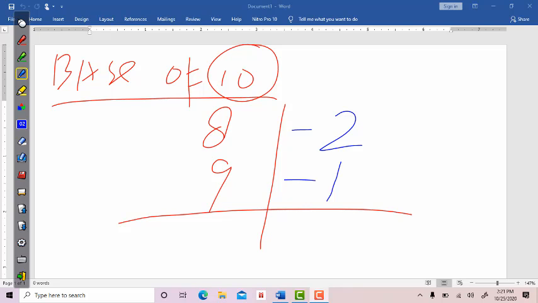So the technique will be, we do it crosswise like this. For example, from this side to this side, 8 minus 1, or 9 minus 2, the result is the same. It's 7, right? And then here we multiply: -2 times -1 is 2. So the answer is 2. Negative times negative, the answer is positive. So the answer is 72. This is the example of base of 10.